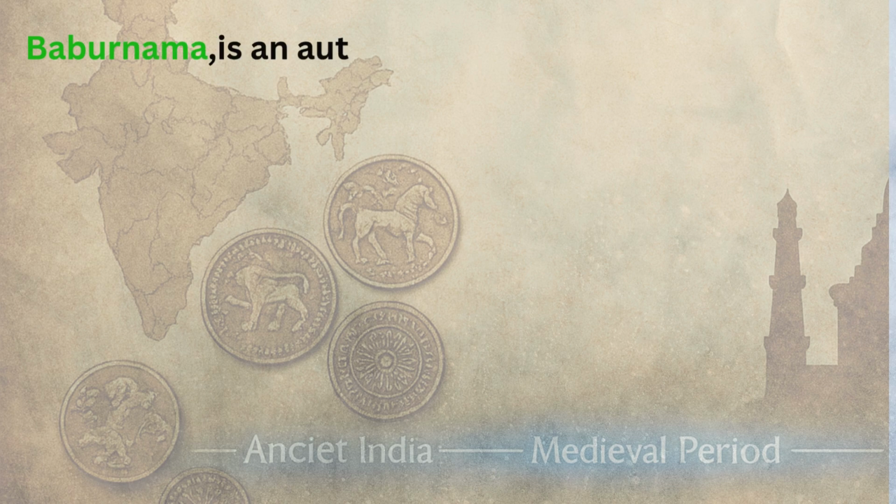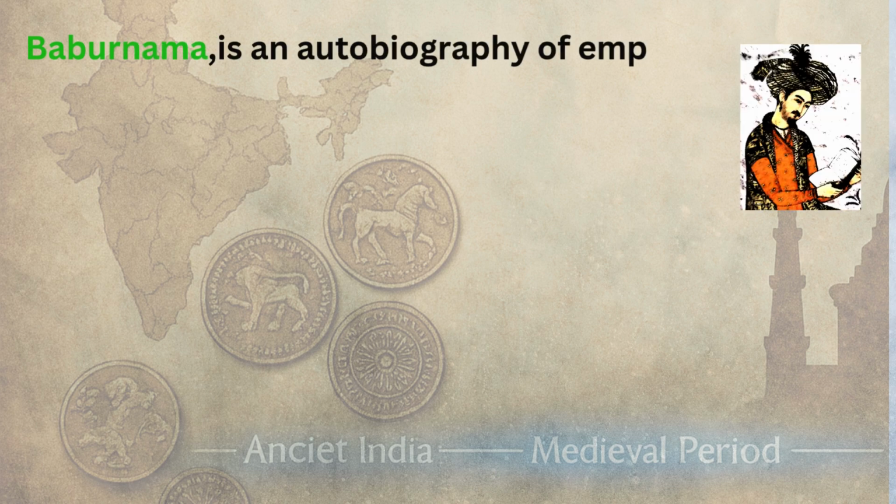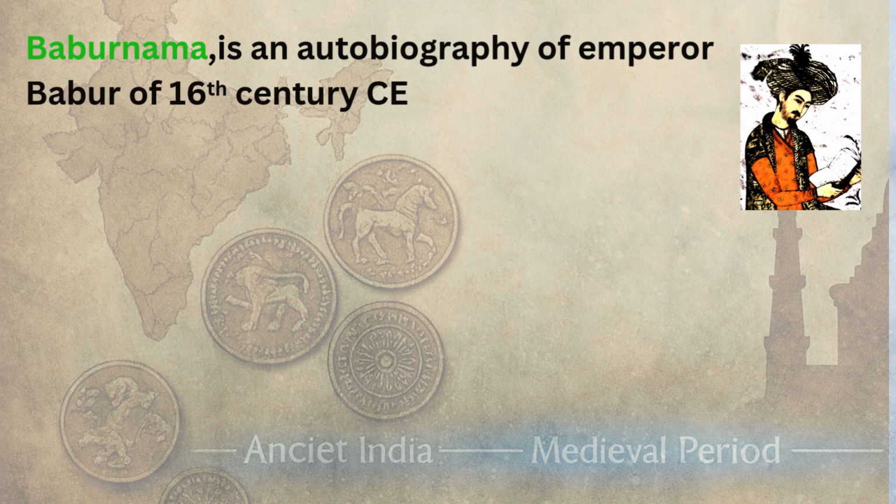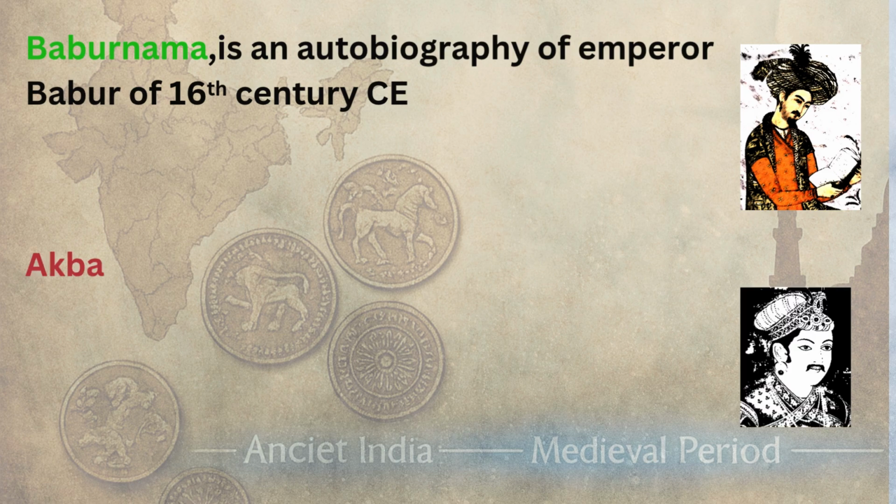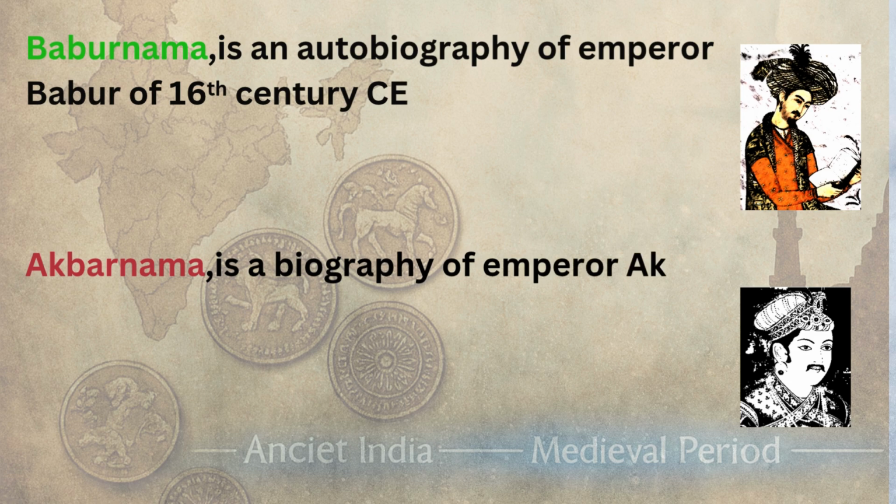Baburnama. It is an autobiography of Mughal Emperor Babur of the 16th century CE. Akbarnama. It is a biography of Emperor Akbar by Abul Fazl of the 17th century CE. It contains detailed descriptions of life during the Mughal rule.